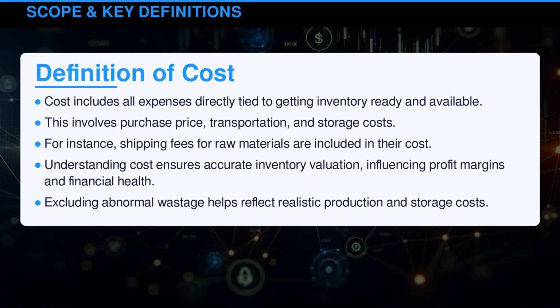Cost includes all expenses directly tied to getting inventory ready and available. This involves purchase price, transportation, and storage costs. For instance, shipping fees for raw materials are included in their cost. Understanding cost ensures accurate inventory valuation, influencing profit margins and financial health. Excluding abnormal wastage helps reflect realistic production and storage costs.